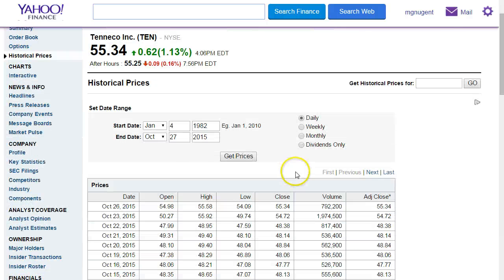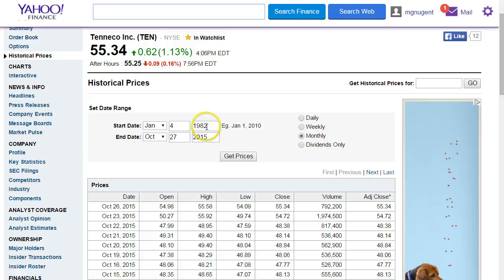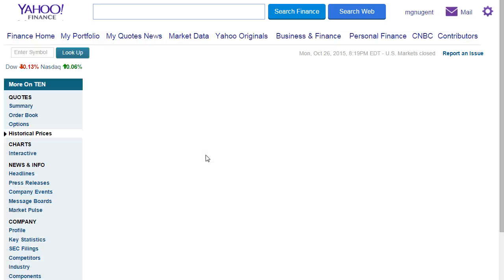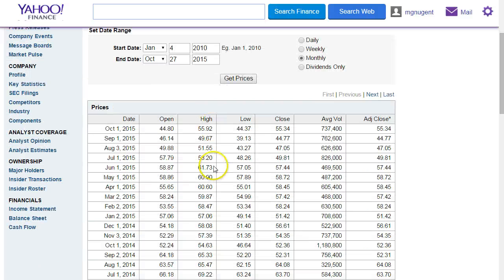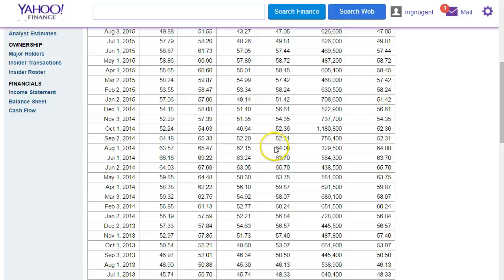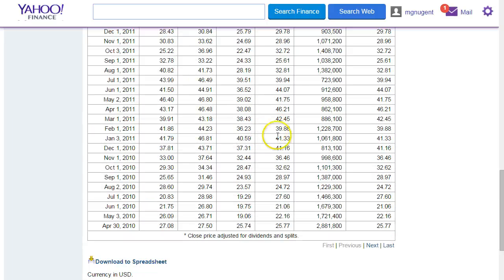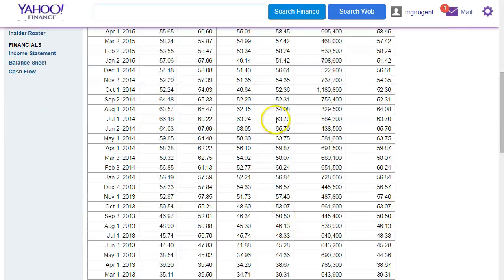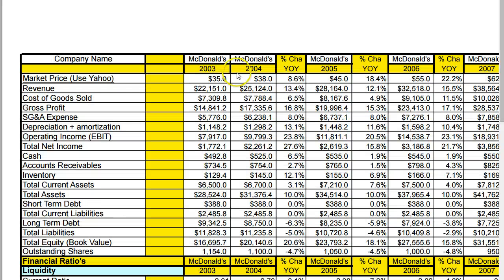And then you can just click on monthly and go back to 2010 or whatever your period is. And here are the monthly prices, so just use the close. If your year end is December, go find the December year end, and you can get all your different years. Just search through the months to get the years that you want to put up here.